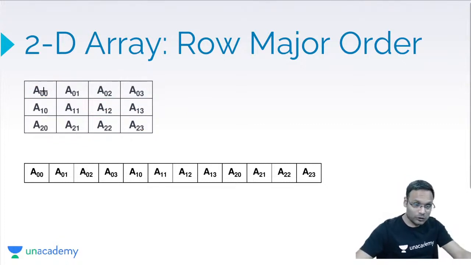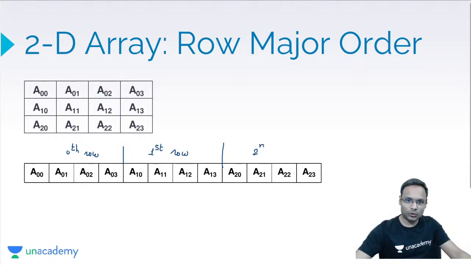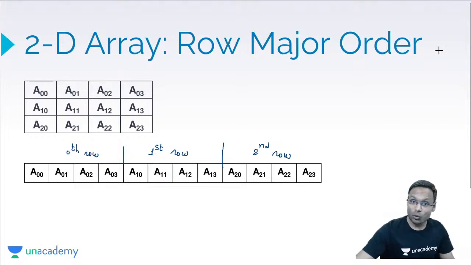Look at this. First of all, in the memory you are storing A of 0 0, after that 0 1, then 0 2, 0 3. After that, the next row. So look at this. This is the first row, the 0th row. Then row number 1 elements you are storing next. Look at this: 1 0, 1 1, 1 2, 1 3. And after that, the second row you are storing next: 2 0, 2 1, 2 2, 2 3. Right? This is row major order.